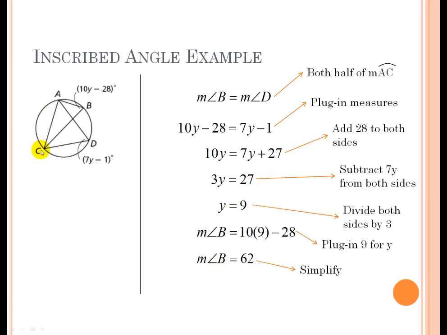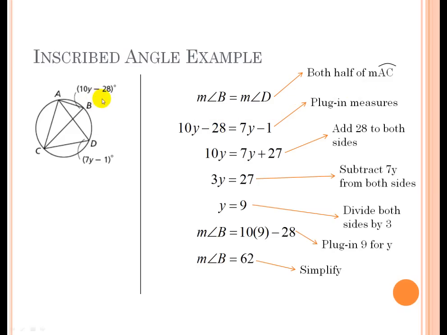Wait a second. If B is half of AC, and D is also half of AC, shouldn't they be the same? So I'm just going to go ahead and say that angle B and angle D have to be equal. They have to be congruent angles, because they're both half of arc AC. Okay, so that means B and D are congruent.